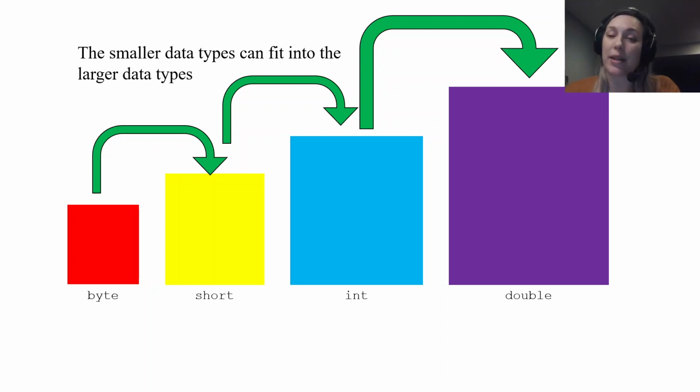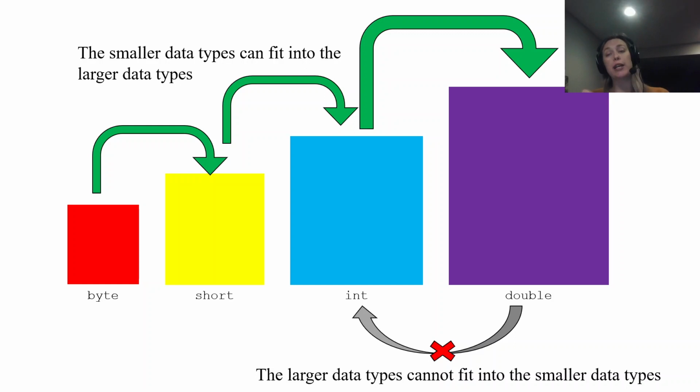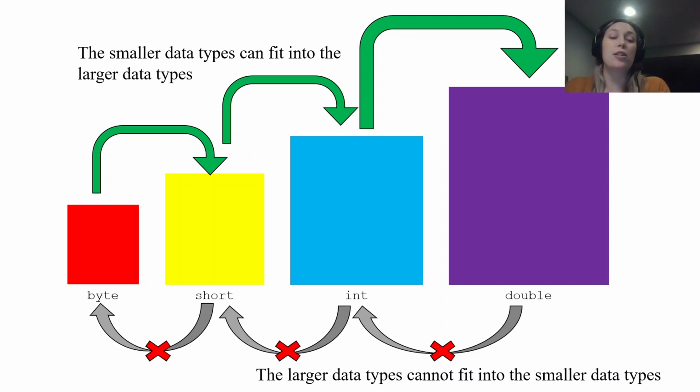But it doesn't work going the opposite way. Larger data types cannot fit into smaller data types. So that means that a double cannot fit into an integer. An integer data type cannot hold a double, and so on and so forth. Something that can fit in an integer isn't necessarily going to be able to fit into a short or a byte. And let's see examples of what this looks like in code.